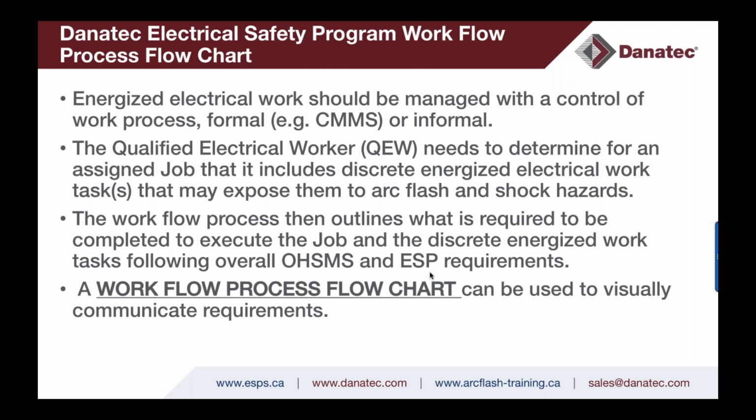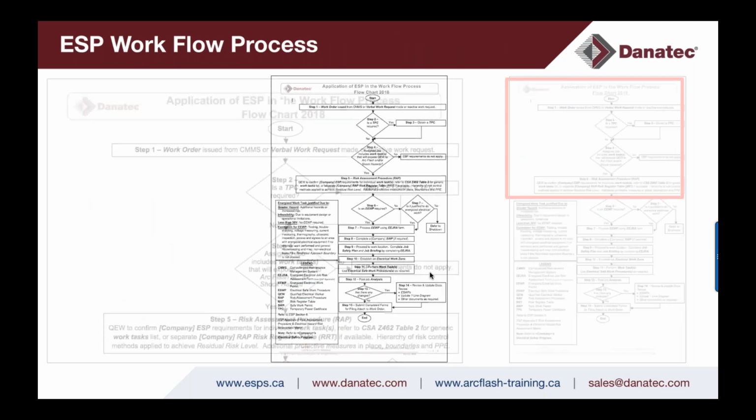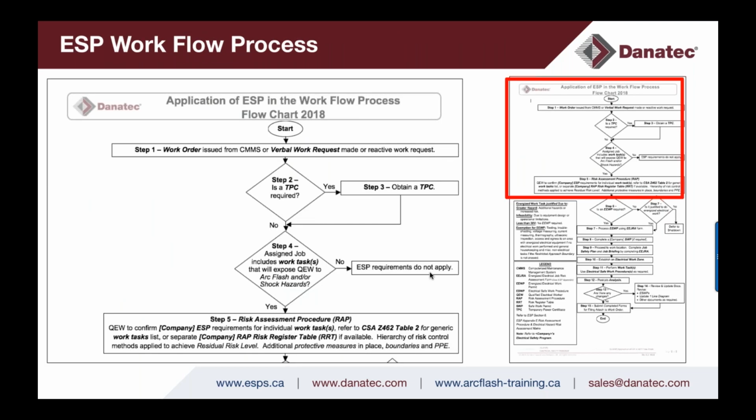So again, this is a flow chart. It's a visual communication tool that I use to describe to clients and qualified electrical workers the processing of energized electrical work. So there's the flow chart in its entirety, and then I've just blown it up and divided it into 3 pieces so that you can see it on the screen. So basically, we get a work order assigned to a worker to complete a job, again, formal or informal, and that's step 1. Step 2 is something that has come up over the years, which is managing temporary power.